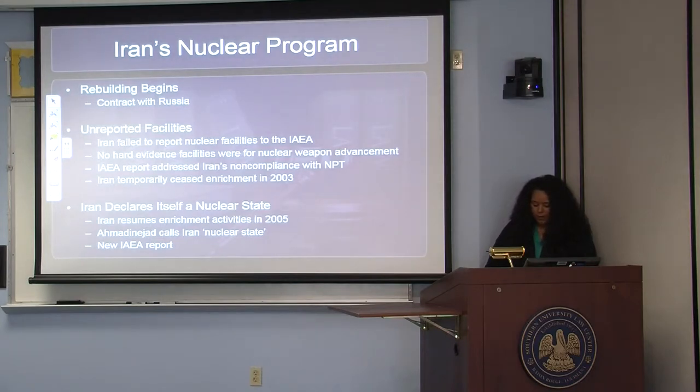Two years later, however, Iran resumed enrichment. President Ahmadinejad called Iran a nuclear state, and in 2009, Iran declared its intention to increase enrichment levels. The next year, a new IAEA report came out stating that Iran had not participated in efforts to verify its nuclear program was peaceful.